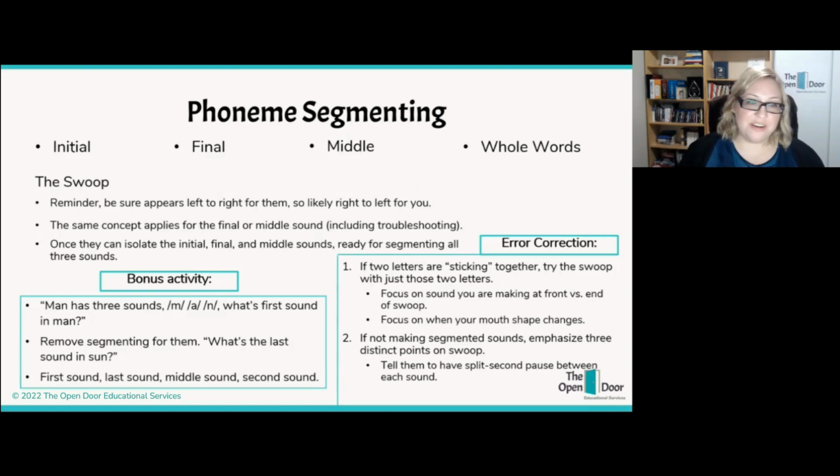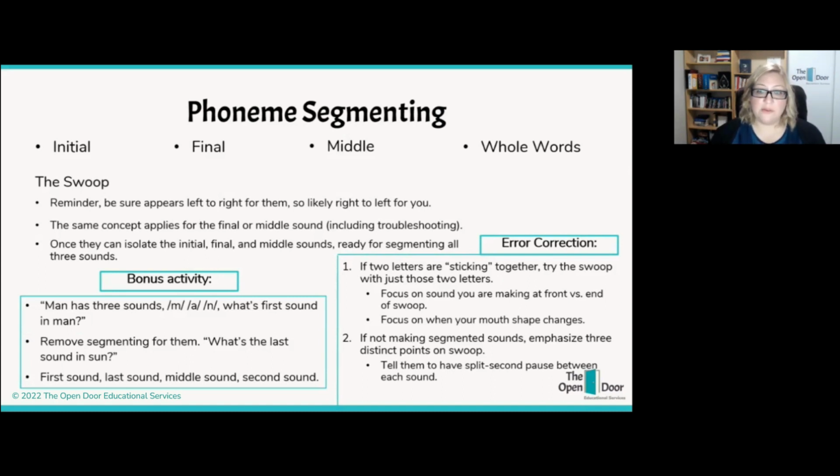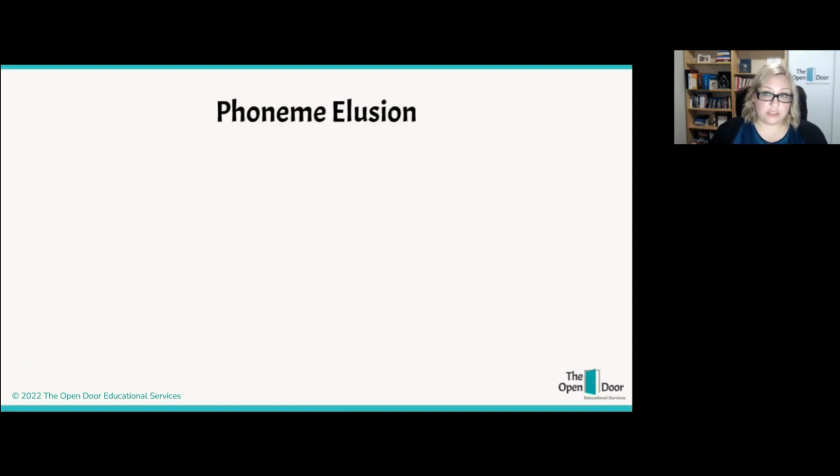Or whatever sound you want in whatever words. Obviously, you still don't want to get into very long words. This is still a developing skill, but that's a little activity that you can throw in to do a little bit more practicing. And then with phonemes, we also have phoneme elision.